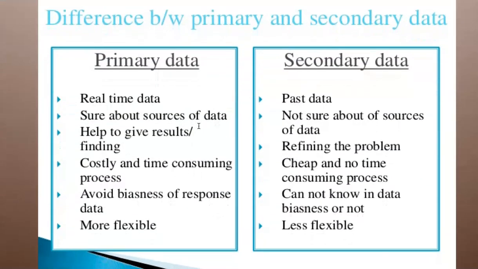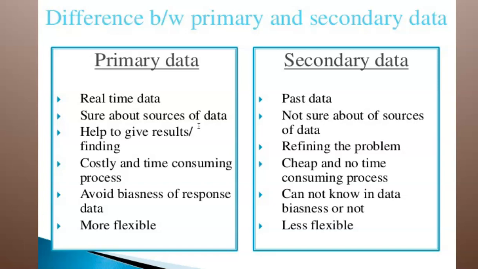Difference between primary and secondary data. Primary data is the real-time data, and we are sure about the source of the data. It helps give the result or finding. It can sometimes be costly and time consuming. It avoids biasness of the response data. It is more flexible. We can adjust the data according to our need. We can collect a particular type of data for our particular need.